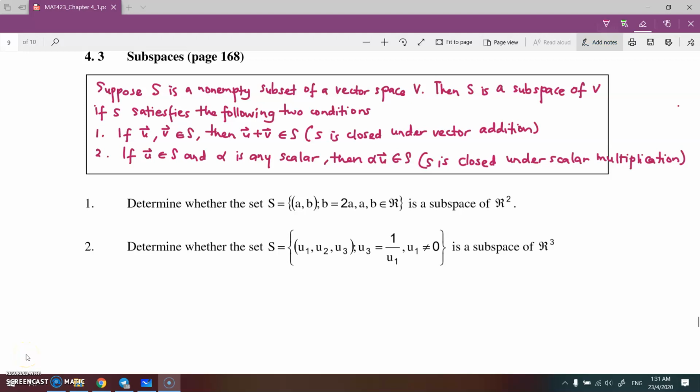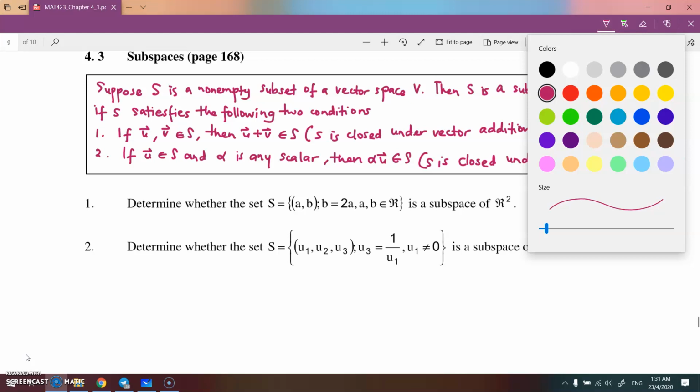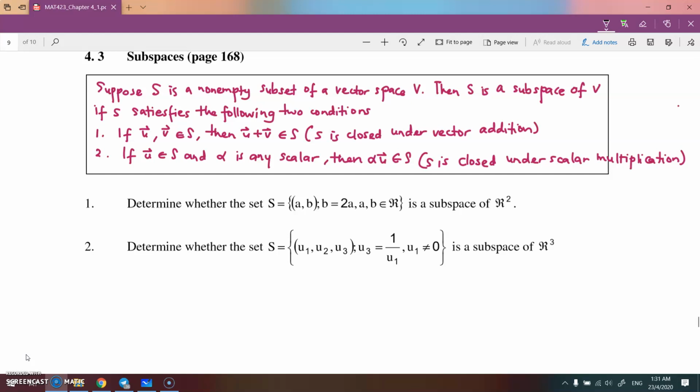Okay, a subspace is similar to what you have learned by drawing the Venn diagram, right? You have a set, and then a part of the set is the subset. So the same goes with the subspace, where you have a vector space. Let's say you have a vector space V, and suppose S is a non-empty subset. So S is a part of vector space V.